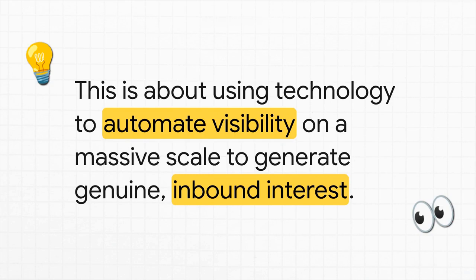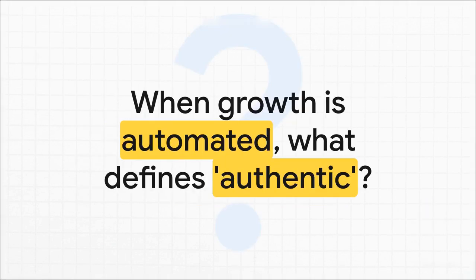It's about using technology to automate the act of being seen at a massive scale. And the hope is that a tiny percentage of all that visibility will turn into real curiosity, profile clicks, and ultimately, new followers. And all of this leaves us with a pretty fascinating question to chew on. In a world where that first point of contact, that initial discovery, can be totally automated, what does authentic interaction even mean anymore? Where do we draw the line?